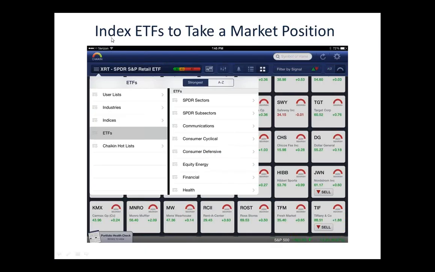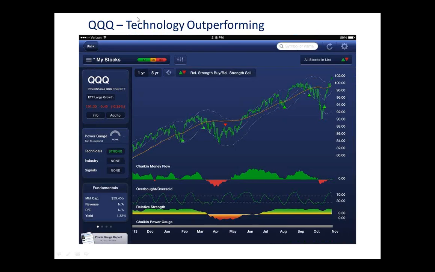And finally, just the idea that you can look at the broad ETFs, the index ETFs, as ways to actually take a position. So thinking about trading the market, looking at the triple Qs, technology outperforming. We've got our very strong relative strength. We've got a buy signal, and again, this is right after that market break, about 3 days after that buy signal was triggered on the relative strength side. Since then, the technology sector is up about 10, 12%.